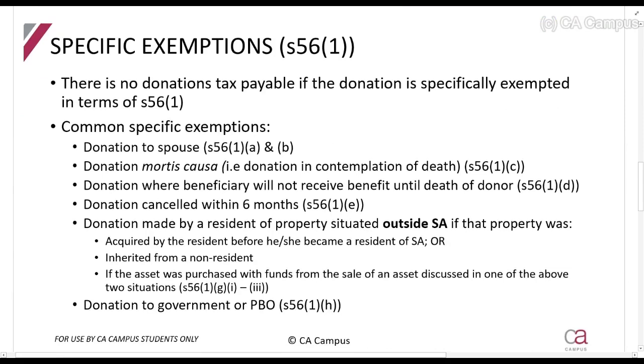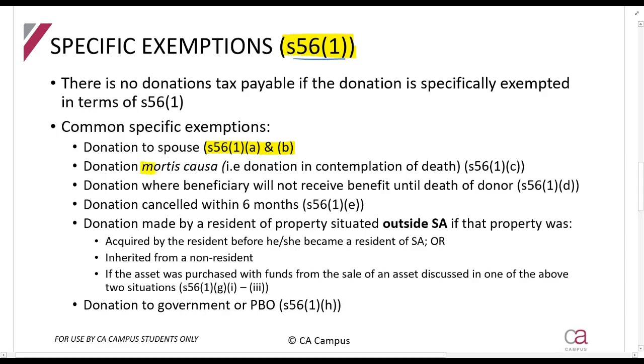Right, so the specific exemptions in section 56.1. These are types of exemptions that if you see them, you need to know that there's no donations tax on it. So please guys, you must work through section 56.1. Here are some of the more common and important ones. First one is donations to a spouse, discussed in section 56.1(a) and (b). It's different situations depending on if it's an antenuptial contract and so forth. But basically, if you give anything to your spouse, there's no donations tax.